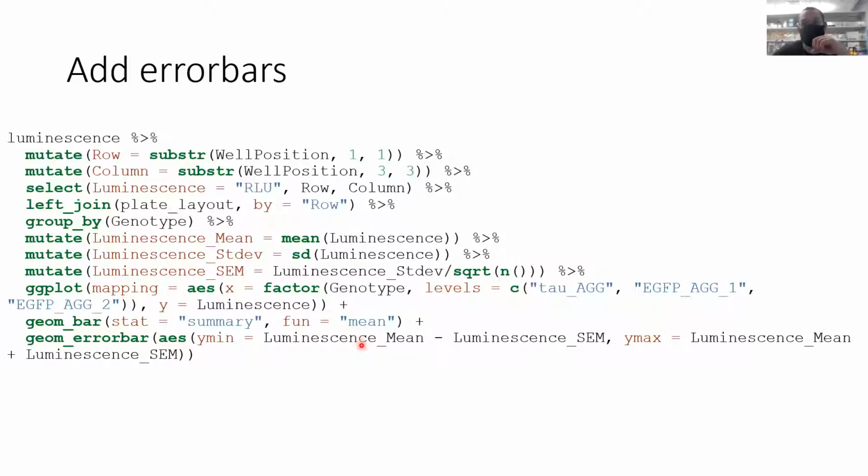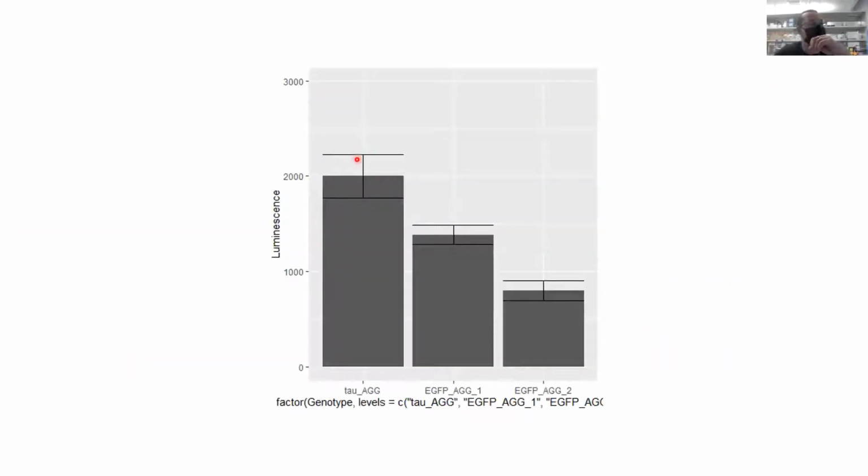So what is the minimum y value of our error bar? Well, it's the mean minus the error. And the maximum y value is the mean plus the error. So when we do this, it looks like this. We have an error bar that's centered at the mean, and it extends below the mean by the error, and it extends above the mean by the error.